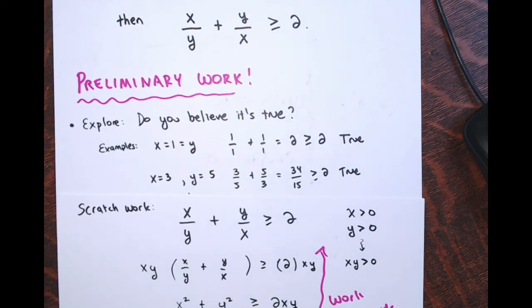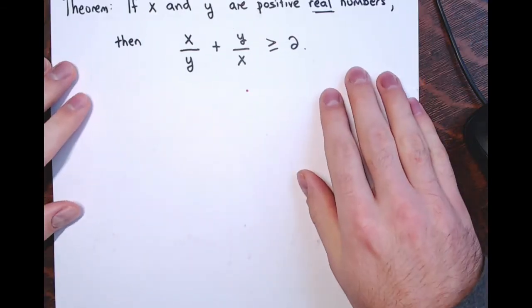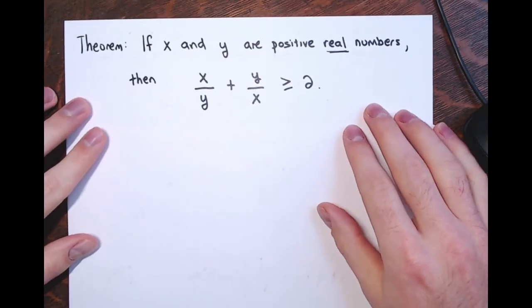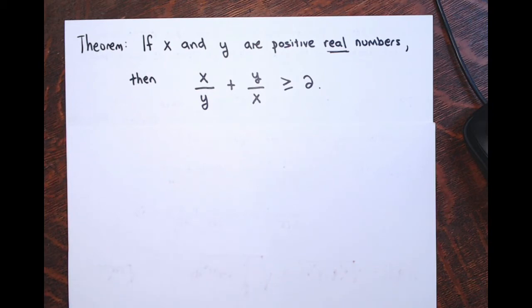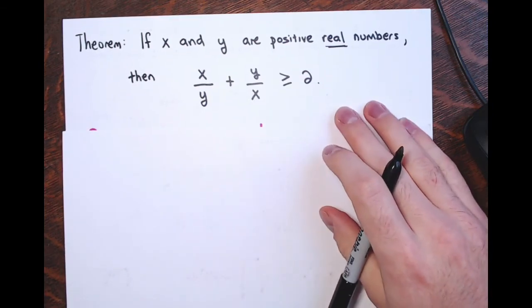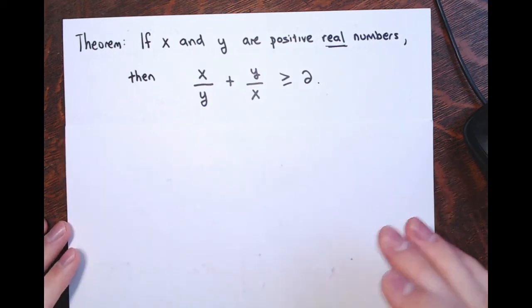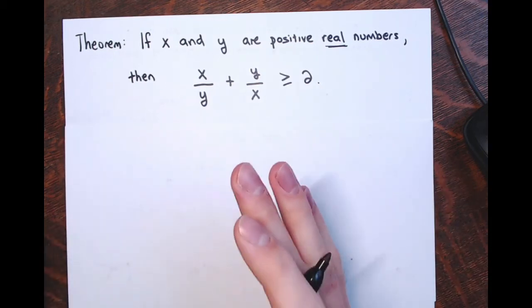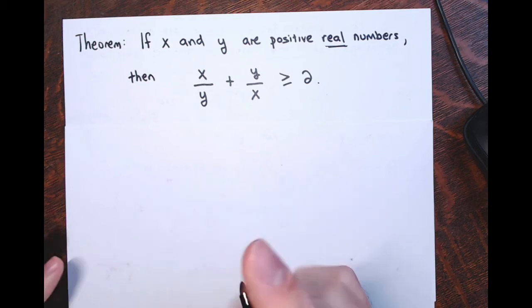Then I write the proof. So now I'm covering up this preliminary work, covering it all up. I'll keep it in mind. I have it off to the side for myself to read and use. And now I organize it into a valid proof.